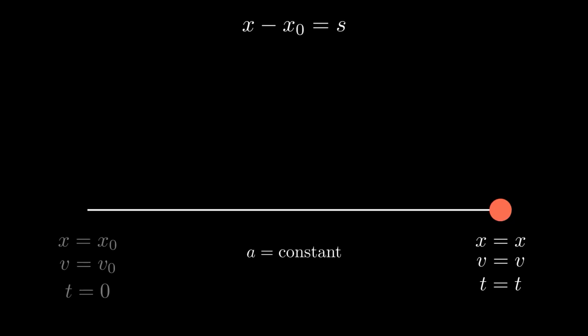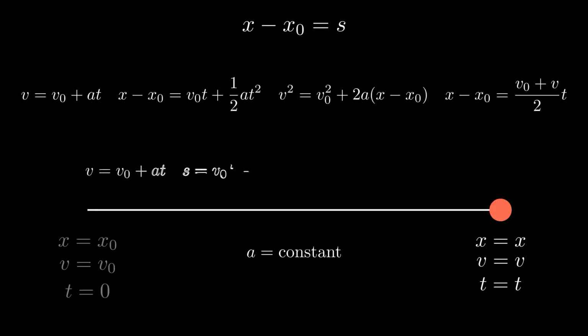The motion is repeated to emphasize the nature of accelerated motion. During the motion, acceleration remains constant. At the final position, the particle has position x, velocity v, at time t. The displacement is defined as x minus x0. These are the four equations of motion for constant acceleration.